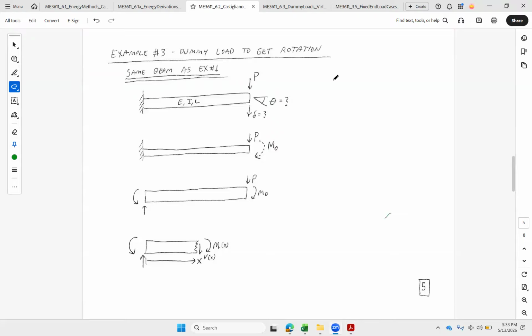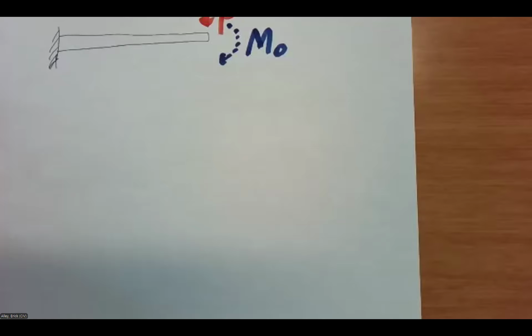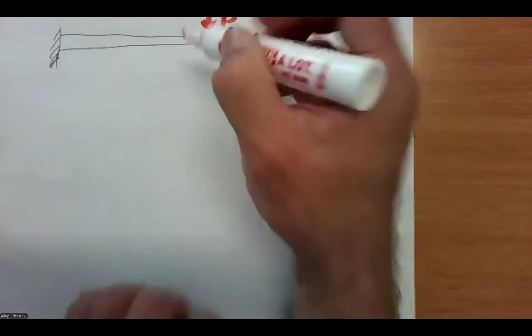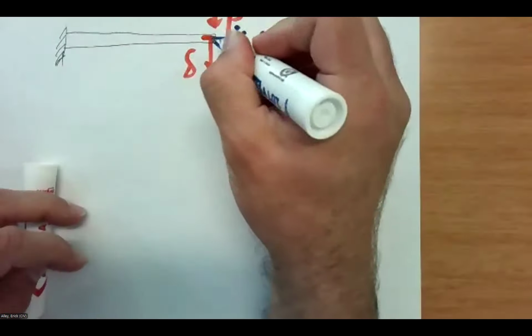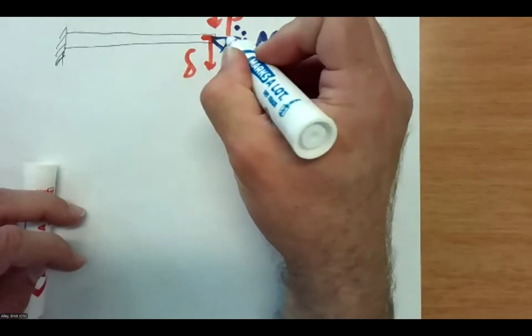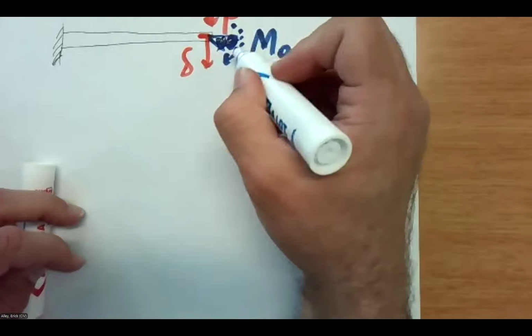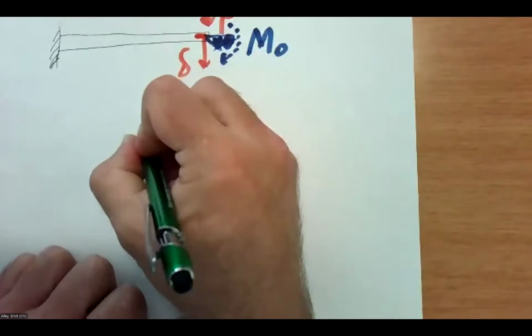We'll jump back over here. We got P. We know from P we can get delta, but let's say that I want rotation. I don't have a moment on there. I'm just going to add one, okay? Just throw it on there, see what happens.